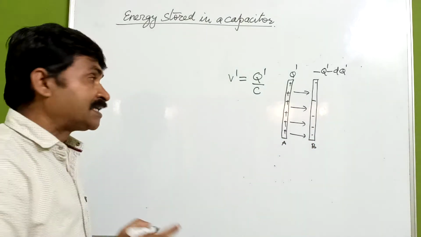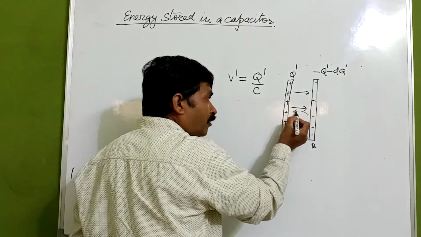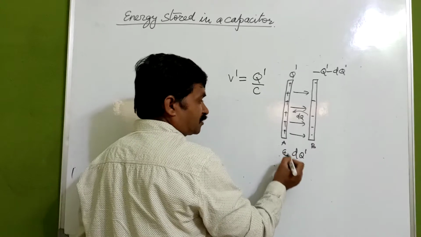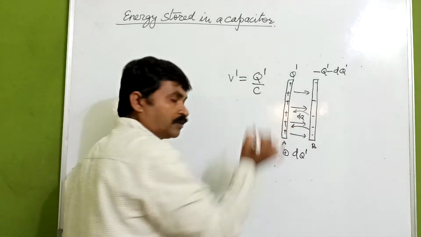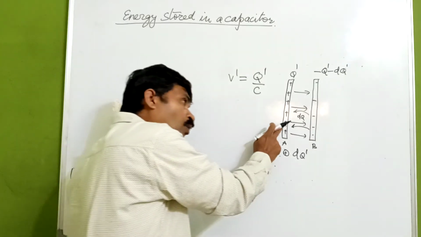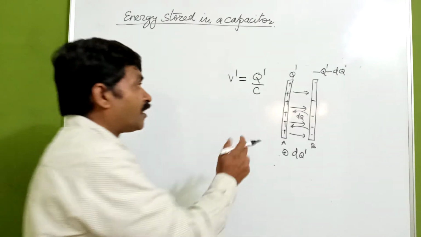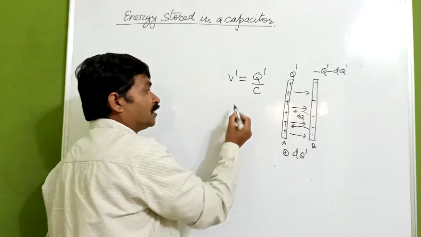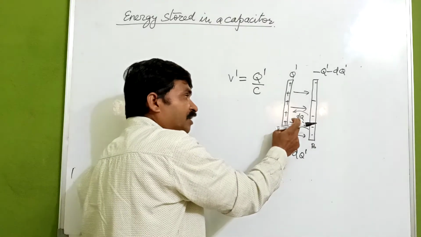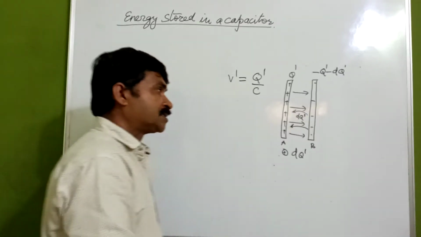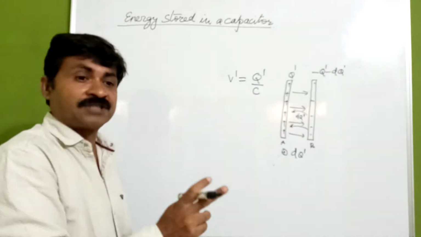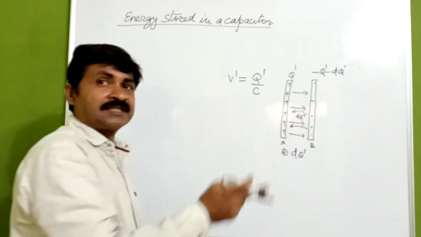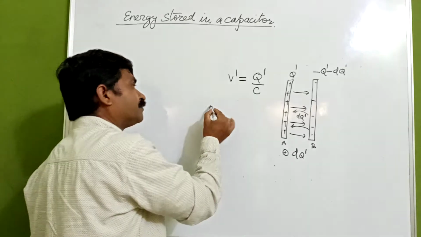If an electric field is there, and we want to bring a small amount of positive charge, say dq dash, from negative to positive, we have to do work against this force, and that work done will be very small if we are bringing a very small amount of charge, that is dq dash. It is a positive charge, so there will be a force, and we have to overcome this force. That will be in terms of the work done.